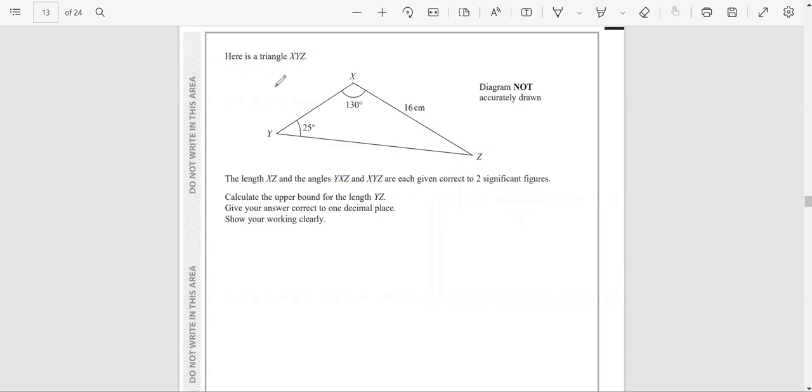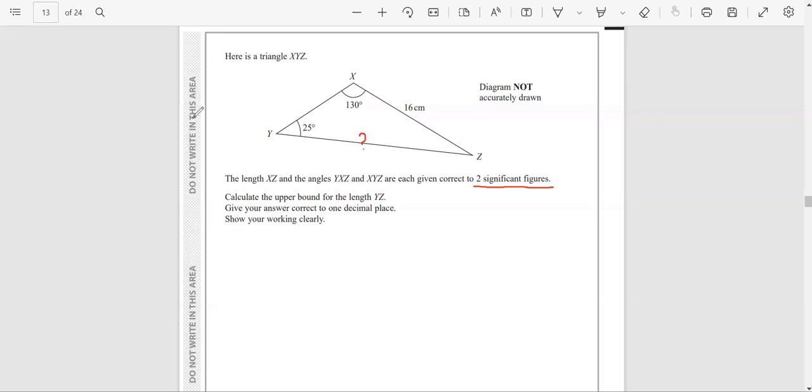Here's a triangle XYZ. The measure for angle X is 130 degrees, and the measure for angle Y is 25 degrees, and then the length XZ is 16 centimeters. The length XZ and the angles YXZ and XYZ are each correct to two significant figures. So everything given here is in two significant figures. Calculate the upper bound for the side YZ. So let's see the bounds or the limits first. We can get the upper and lower bound for each of these.